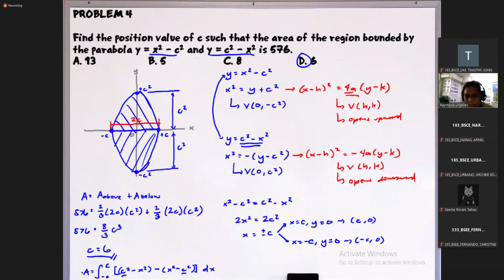Tapos magiging in terms ng c yung area na to, ito rin yung masosolve nyo dyan. Equate nyo lang sa 576. Okay? So kayo yung bahala kung gusto nyong gamitin ng integration, pero yung mas madaling way dyan is pag alam nyo yung direct formula. So any questions for this part? Okay.